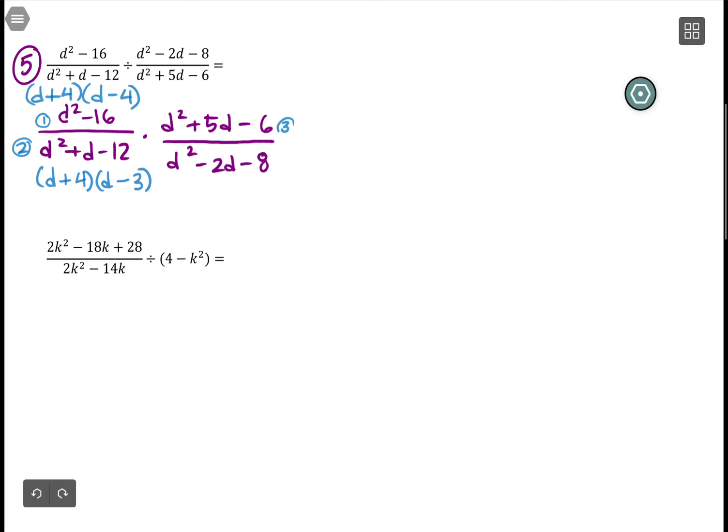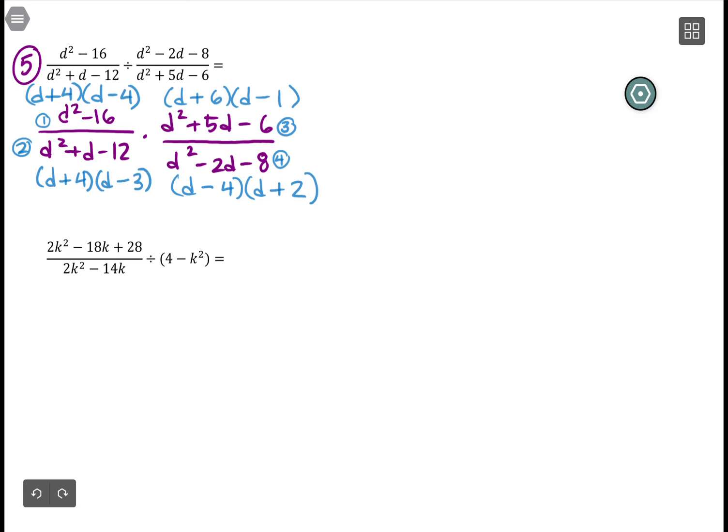Okay, third, d squared plus 5d minus 6. Again, that leading coefficient of 1 is nice. I need factors of negative 6 that add up to 5, so I think that's going to be a plus 6 and a minus 1. And last but not least, I'm going for d squared minus 2d minus 8, so leading coefficient 1, 1d squared. Factors of negative 8 that add up to negative 2 are negative 4 and positive 2.